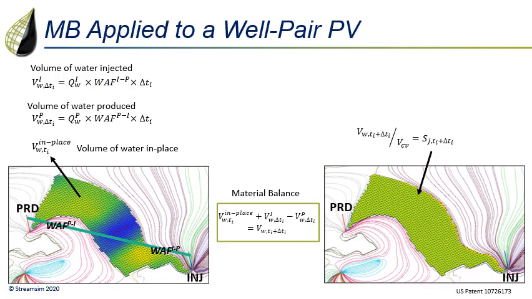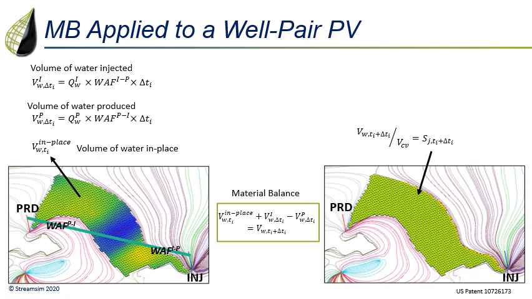For surveillance models, we apply material balance to each well pair pore volume, and we do this as follows. We know the volume of water injected into each well pair because of the well rate allocation factor, or WAF. The volumes of oil, water, and gas produced from each well pair are also known because of the allocation factor. And the streamline paths give us the volume of oil, water, and gas within the pore volume.